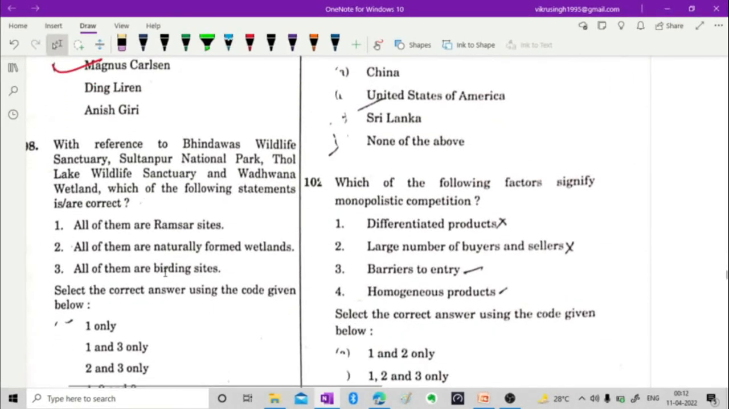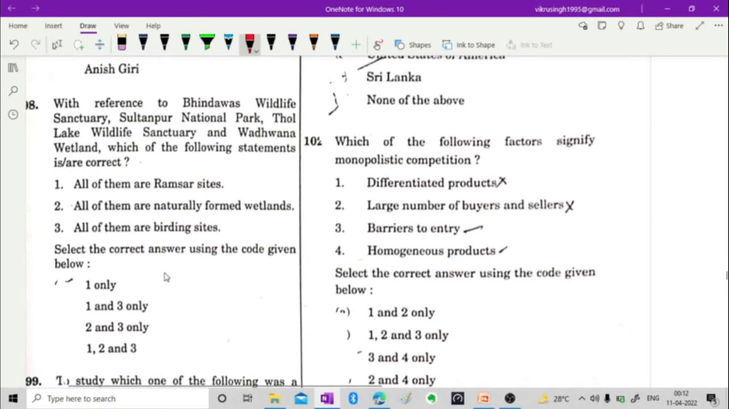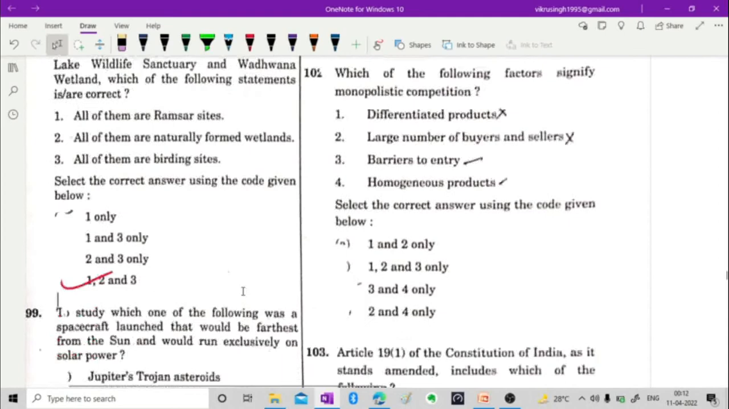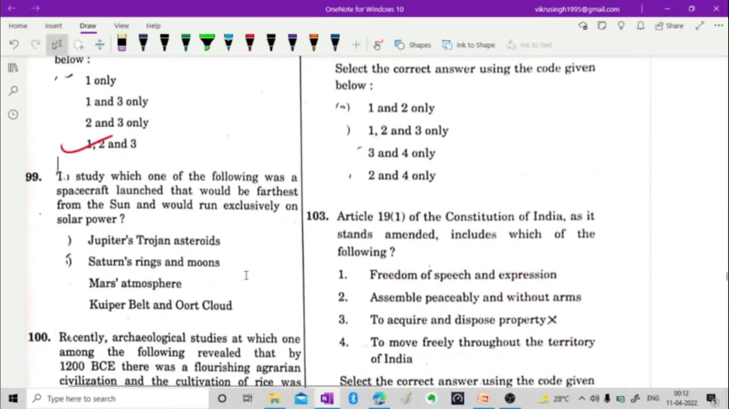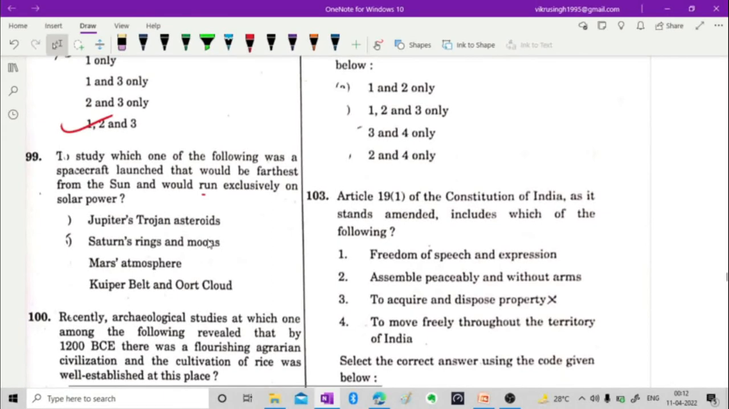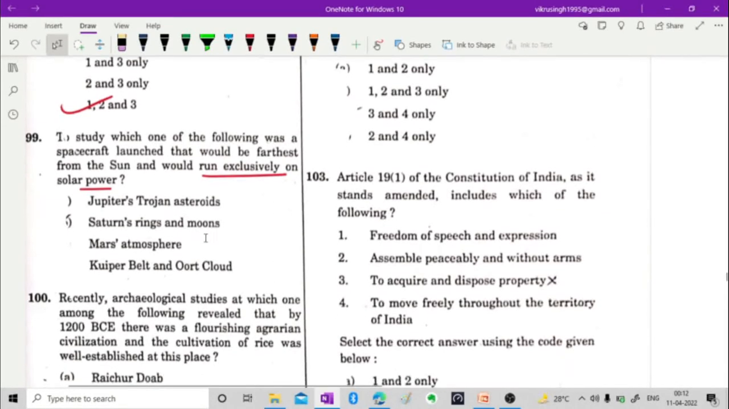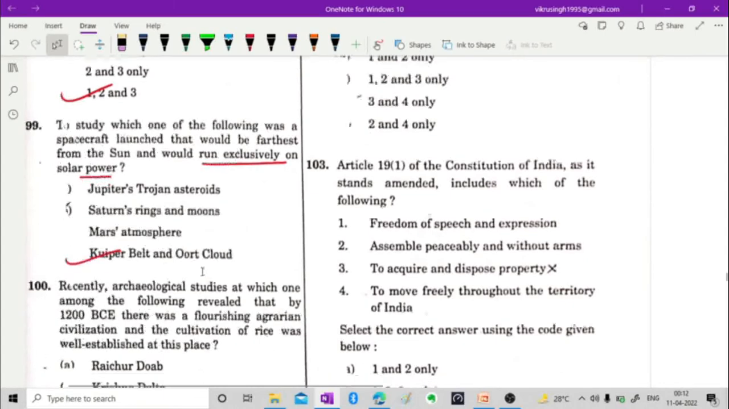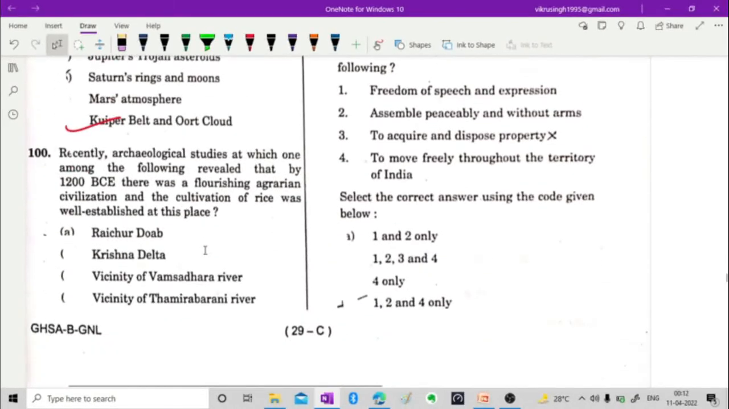Question number 98, with reference to Bindawas Wildlife Sanctuary, so which option is correct here? So both 1, 2 and 3 are correct. Question number 99, which one of the following was a spacecraft launched that would be farther from the Sun and would run exclusively in solar planet? So here is Kuiper Belt and Oort Cloud. Question number 100.